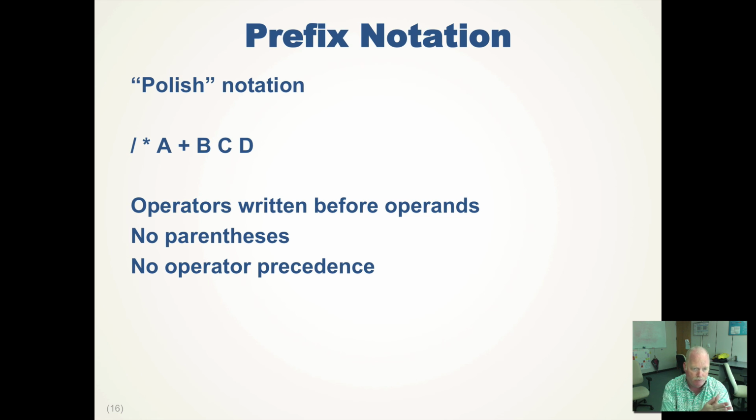So we see the divide, we can't do anything. We see the multiply, we can't do anything. We see the a, we still can't do anything because we don't have enough information. We see the plus, we still can't do anything. We see the b, we don't have enough information yet.